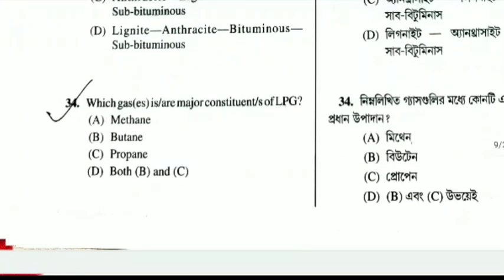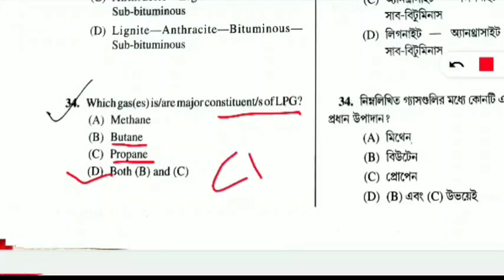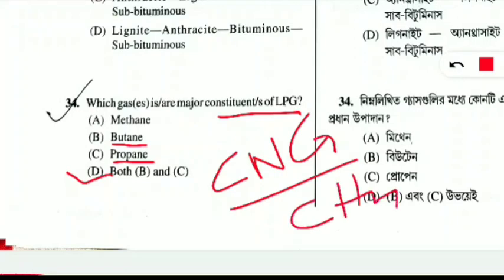Next question is: which gas or gases is a major constituent of LPG? LPG means liquefied petroleum gas, which we are using in our households. So here some of you are confused. And here actually the correct option will be option number D. Both B and C, that means butane and propane, are the major constituents of liquefied petroleum gas. And you should also know the composition of CNG. It is also asked. Compressed natural gas, the main constituent is what? It is methane. Yes, CH4 is the main constituent of CNG.